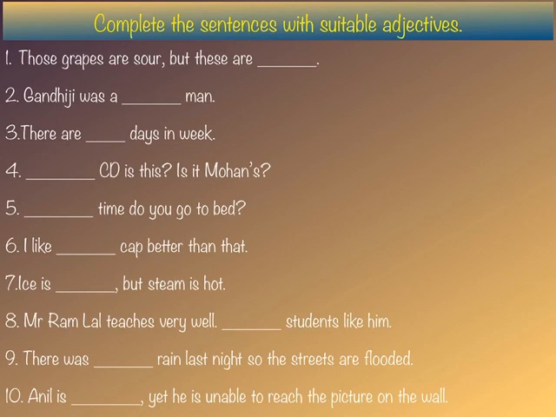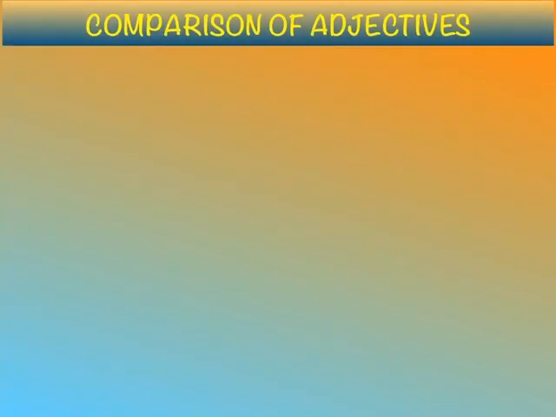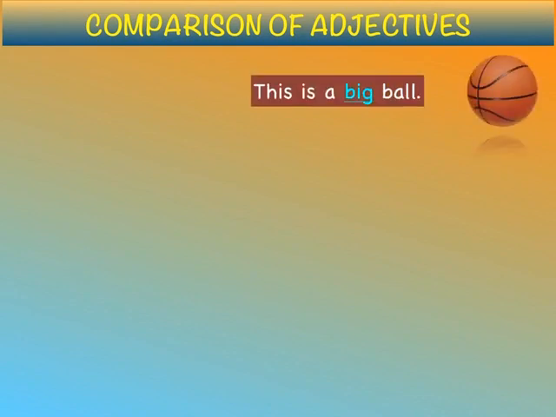Now let's move on towards our today's topic. So our today's topic is comparison of adjectives. Let's see the image over here. What does it say? It says this is a big ball. So here the noun is a ball. And what is big over here? Big is an adjective which is describing the noun. Now here there is only one ball and so there won't be any comparison with any other ball.